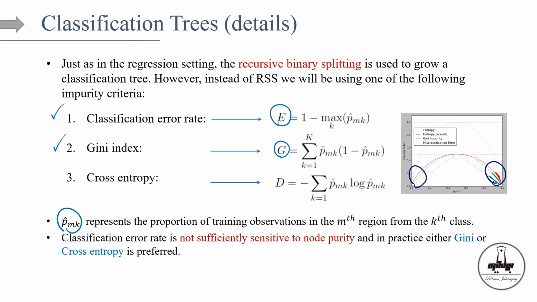What is probability of mk? That represents the proportion of the training observations in the mth region from the kth class. Okay. And then finally, cross entropy is the natural log version of the Shannon entropy, right? So Shannon entropy, this log is to the base of 2. But cross entropy is to the base of e. Okay, so I think going over a numerical example is going to be a lot easier to follow this notation. So let's, without further ado, let's look at that numerical example.